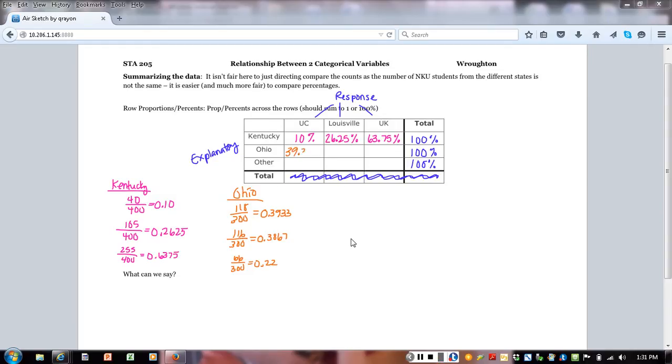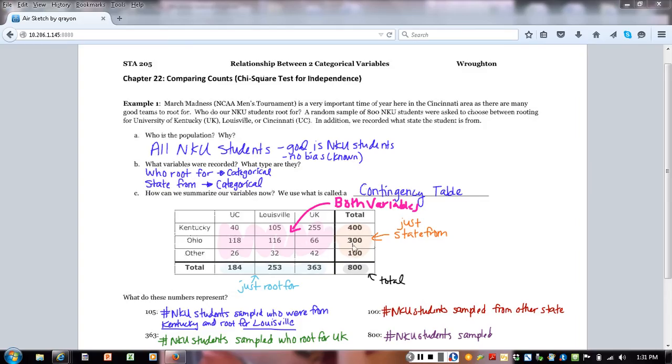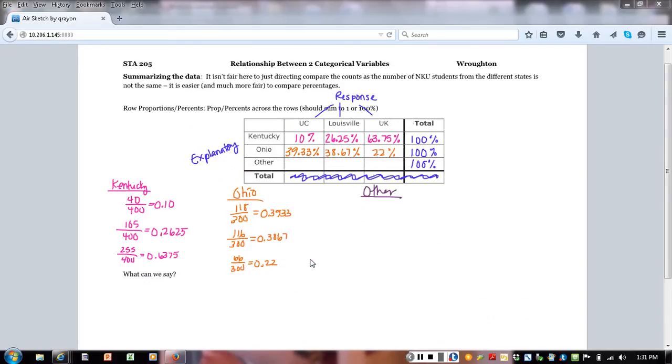So we get 39.33, 38.67, and a 22. And again, those three numbers add up to 100%. And do the same thing for our other. This time it'll be out of 100, so 26, 32, or 42 out of 100. Get my numbers there, and I'll add them to my table. And again, those three should add up to 100%.